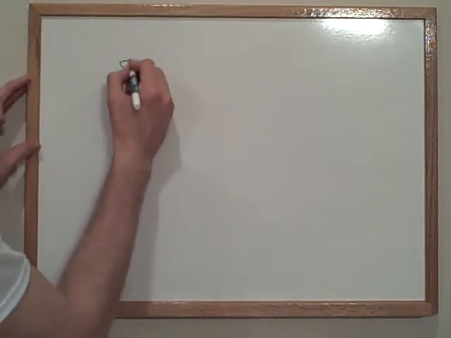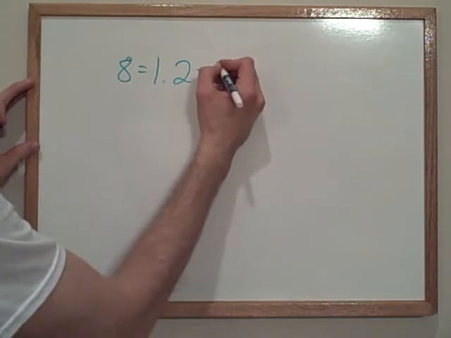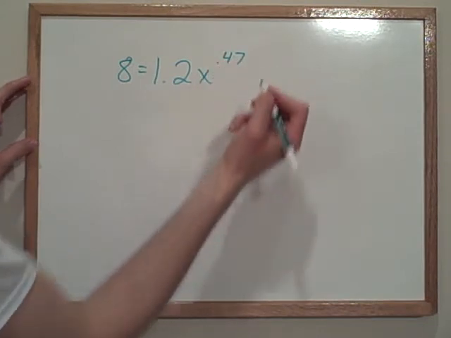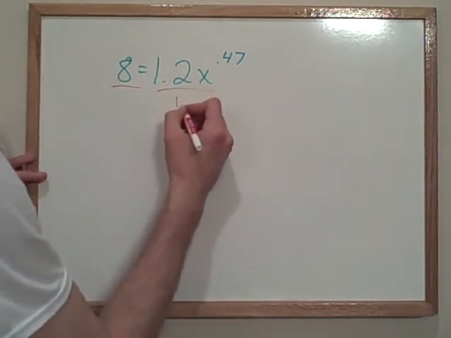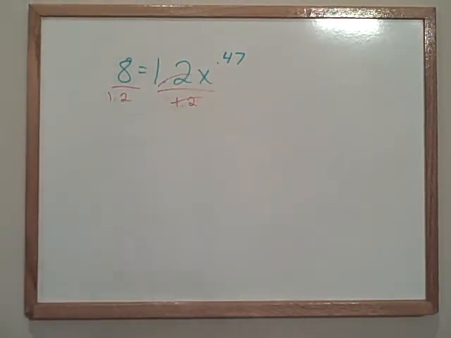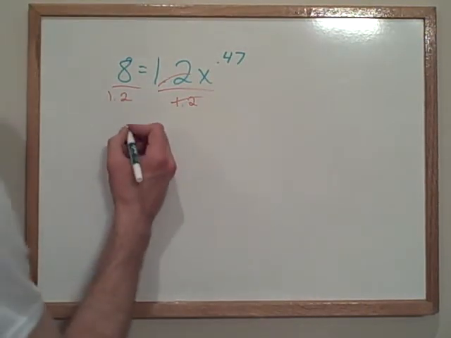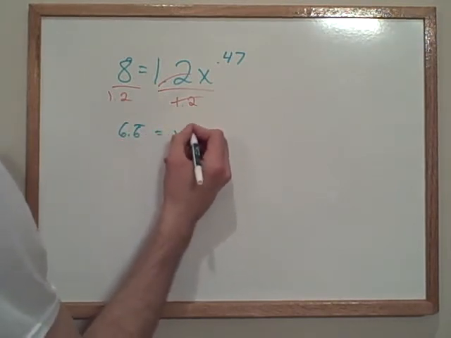So we have 8 equals 1.2 x to the 0.47. Okay, first we got to get rid of that 1.2. So we're going to divide by 1.2. So 8 divided by 1.2, and we get 6.6 repeating, x to the 0.47.